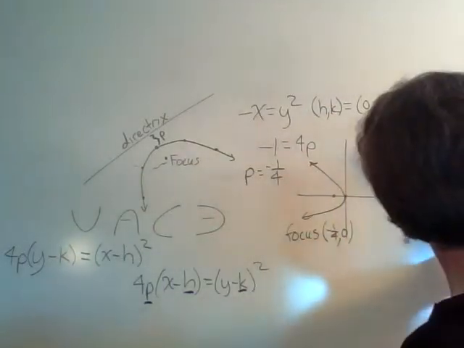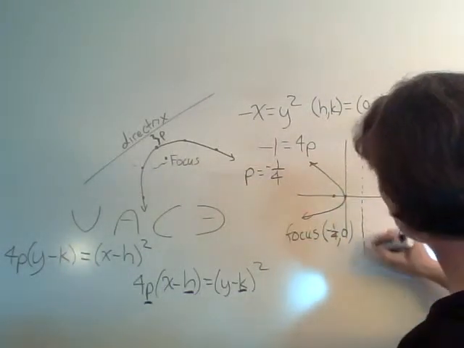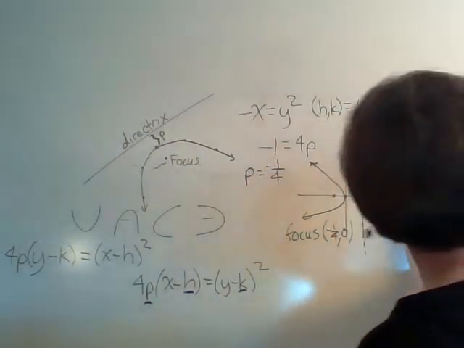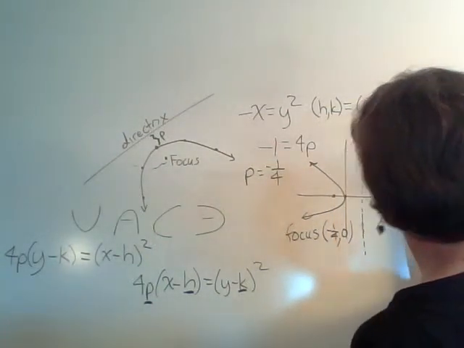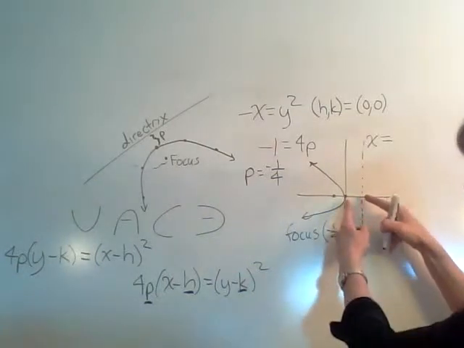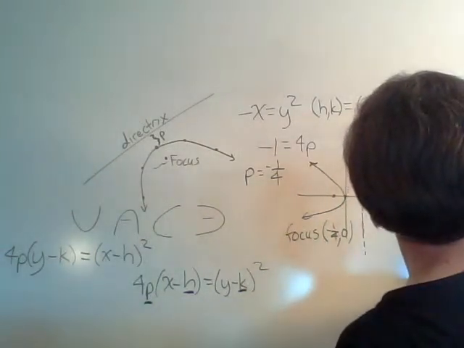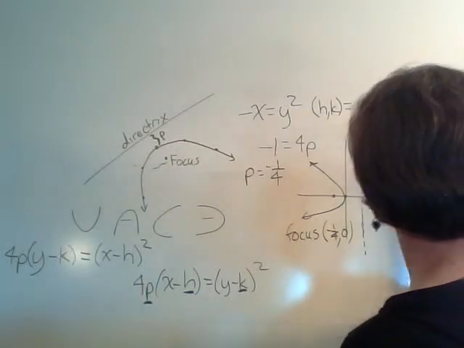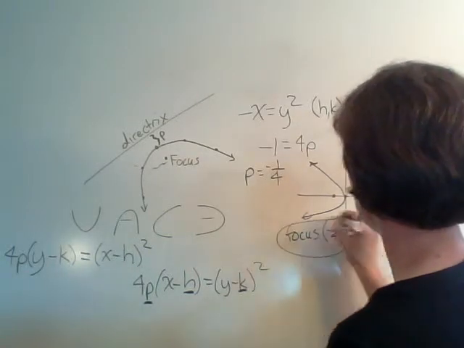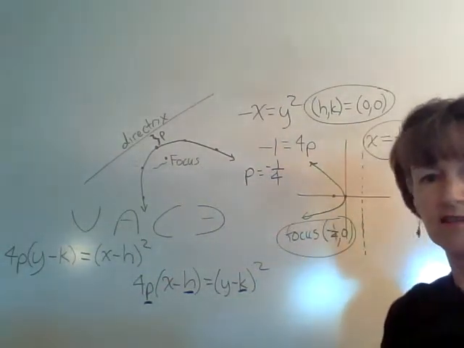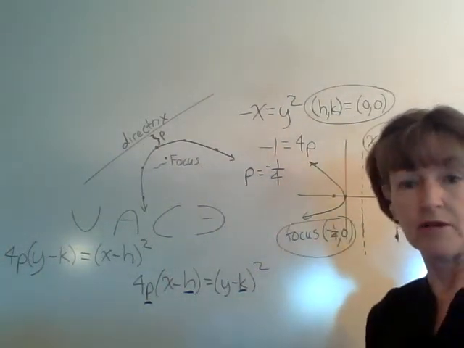And then my directrix is going to be this time a vertical line on the outside of my parabola. And equations of vertical lines start with x. And so it's going to also be 1/4 of a unit away from the vertex. So it's going to be x equals positive 1/4. This is my directrix, and this is my focus, and this is my vertex. Those are the three main things to identify about your parabola.